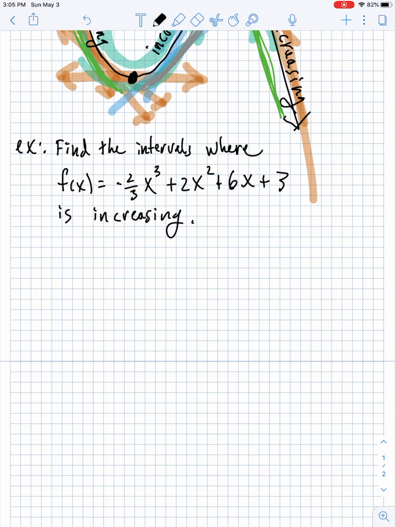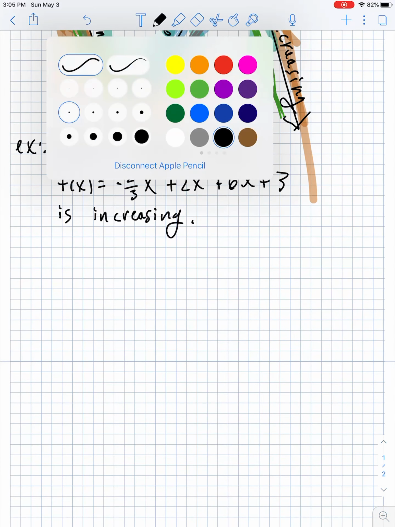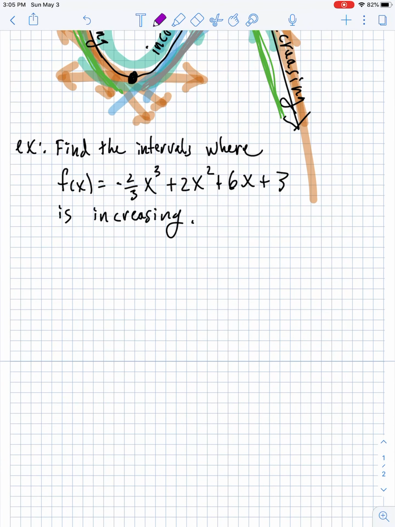So, first step with this is we need to find the derivative of the function, because that's the slope machine. That'll tell us when it's going up and down and all that good stuff. So f prime of x is equal to, bring the 3 out in front, cancels out with the negative 2/3, and you get negative 2x squared. 2 out in front is a 4, drop it down 1, plus 6. Remember, you don't have to worry about that guy in the end. So that's the slope machine.